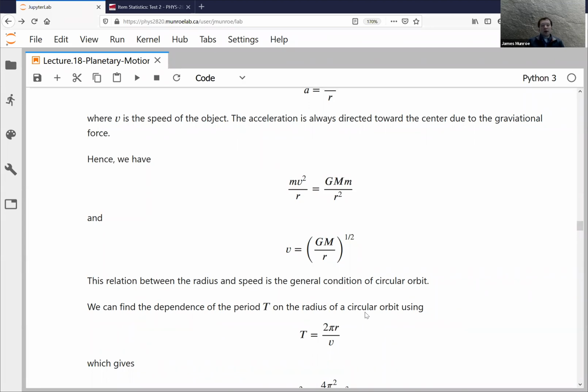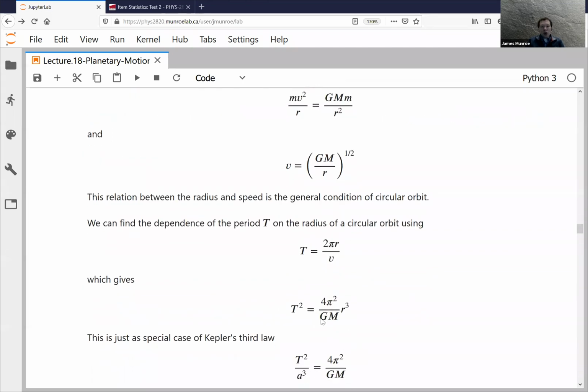But if you have a circular orbit, then you can fairly quickly figure out that 2 pi r divided by v, that's going to be the period of this orbit. Well, if you take that period and relate that back to this expression right here, take v equals stuff, substitute it into here, so we get rid of the v, square both sides, you're going to get a relationship between the period and the radius. That's for a circular orbit. But of course, this is just a special case of what Kepler's third law says.